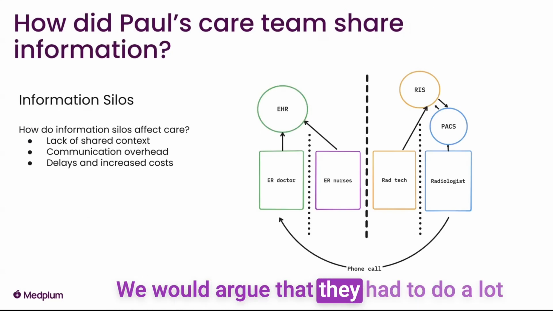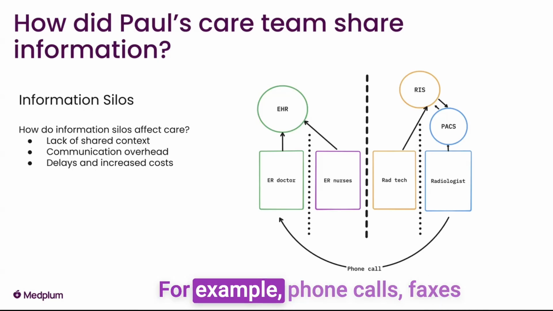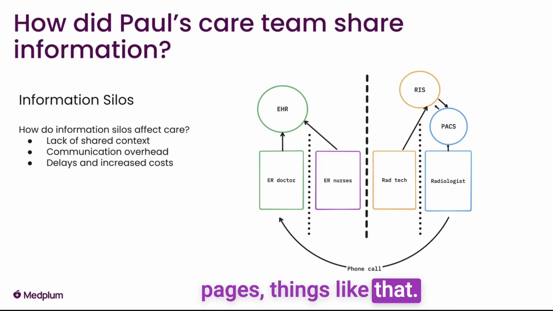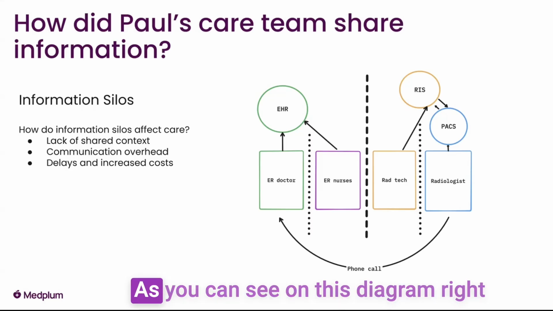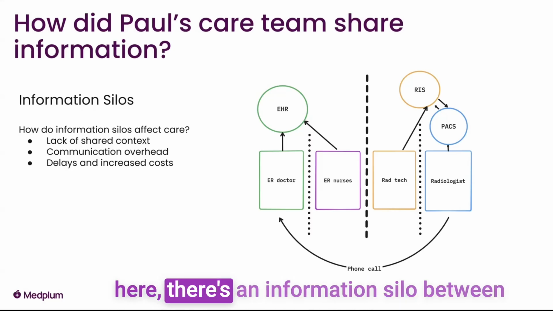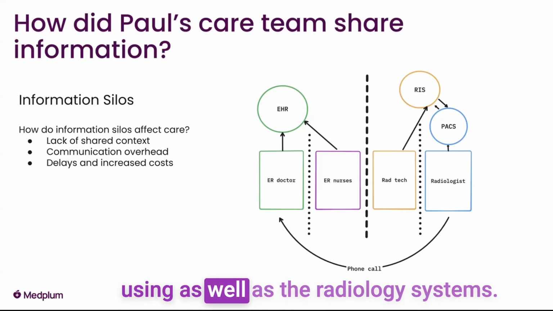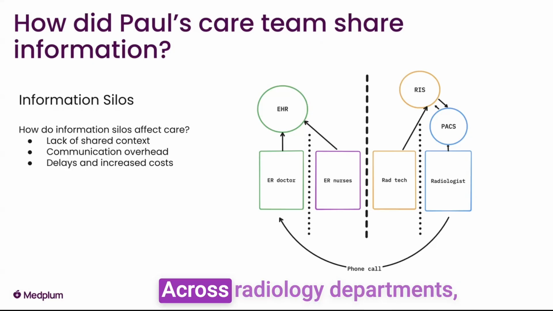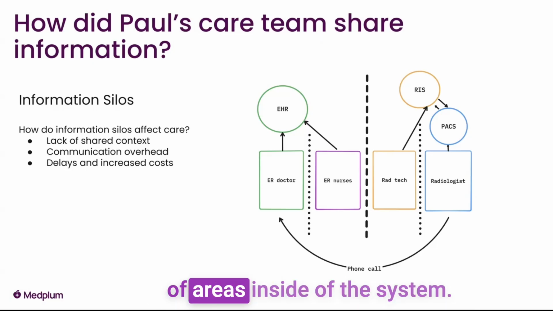We would argue that they had to do a lot of manual intervention in order to do so. For example, phone calls, faxes, pages, things like that. And this leads to information silos across the hospital system. As you can see on this diagram right here, there's an information silo between kind of the ER and the EHR that the ER is using, as well as the radiology systems. And these silos exist within EHR, across radiology departments and EHRs, labs, pharmacies, all kinds of areas inside of the system.